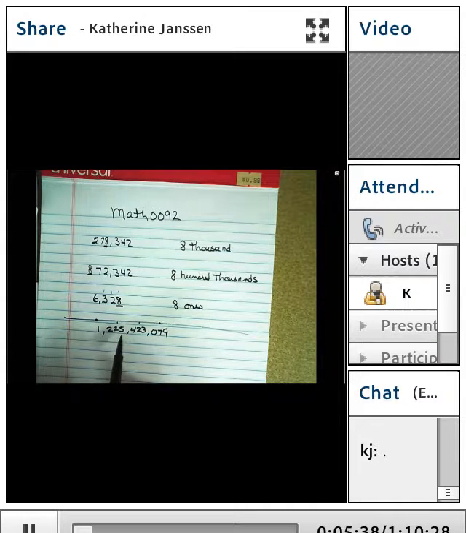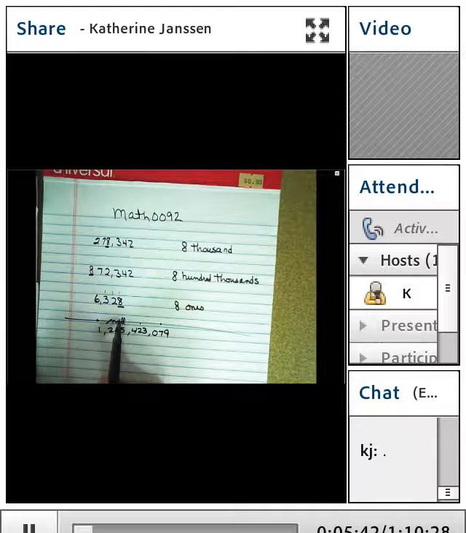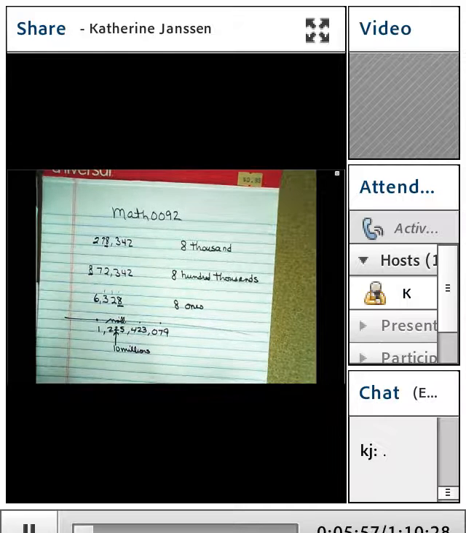Well, here's our millions period. Ones, tens, hundreds, and we're looking for 10 millions. So the digit 2 would be the number representing the 10 millions placeholder.